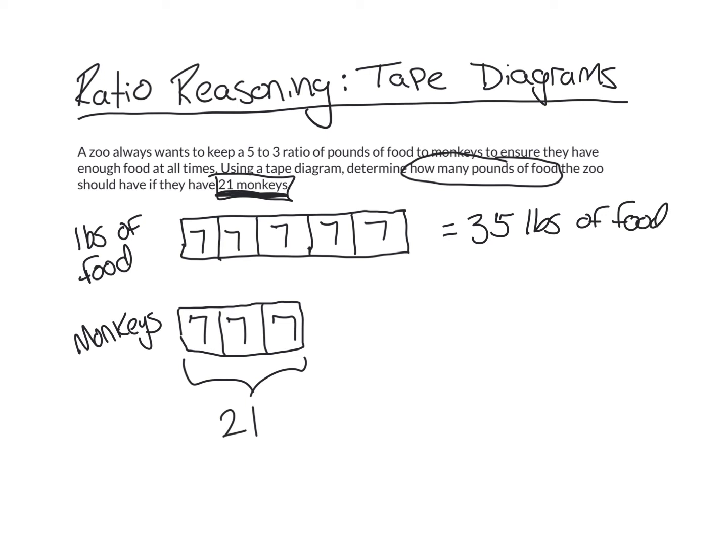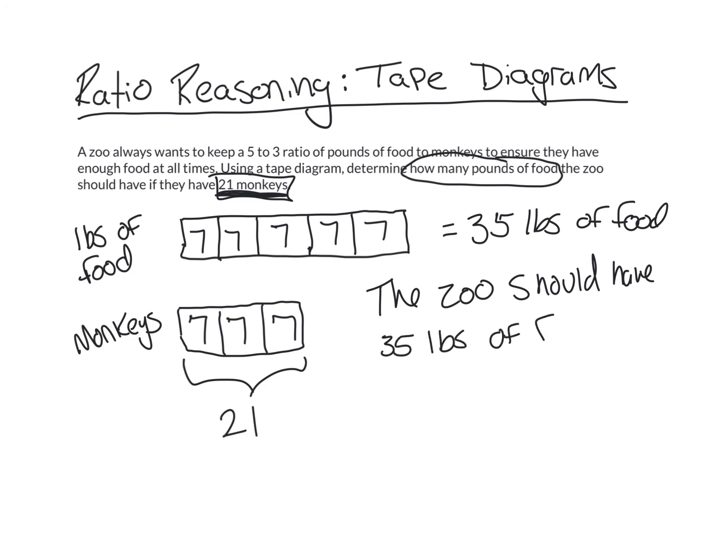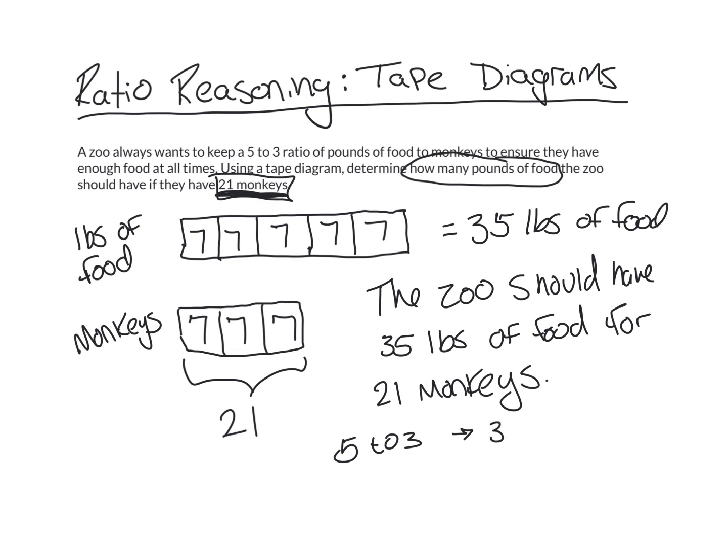So the answer to our question, how many pounds of food should the zoo have? The zoo should have 35 pounds of food for 21 monkeys. All right, so a ratio of 5:3 is equivalent to a ratio of 35 to 21.